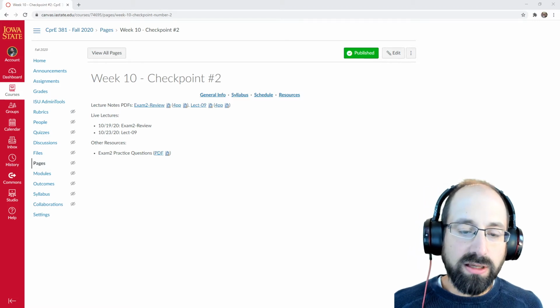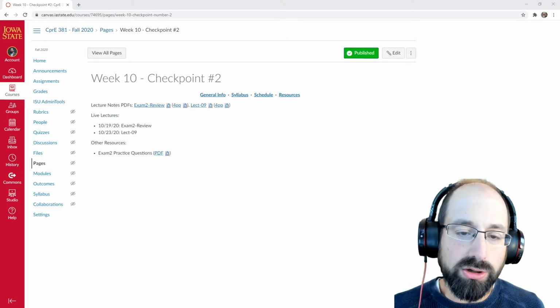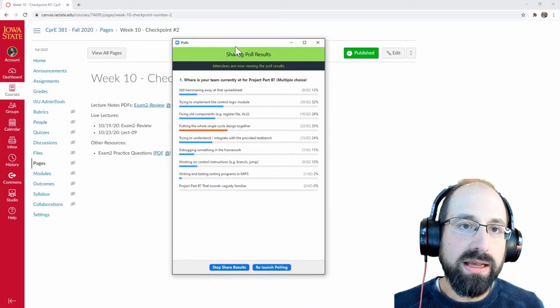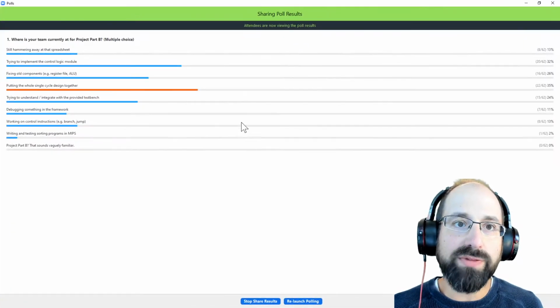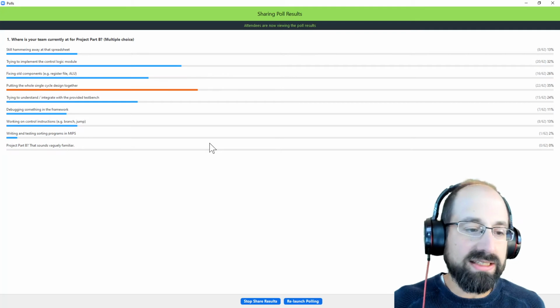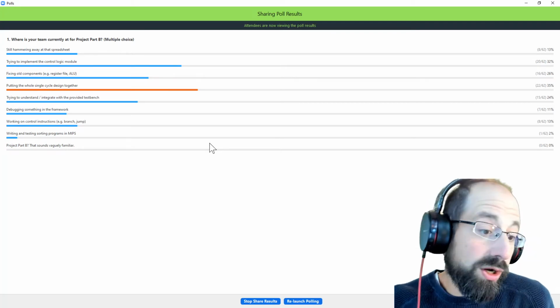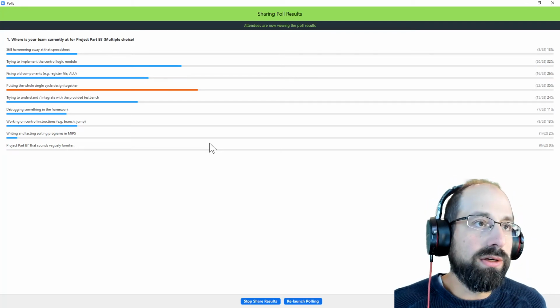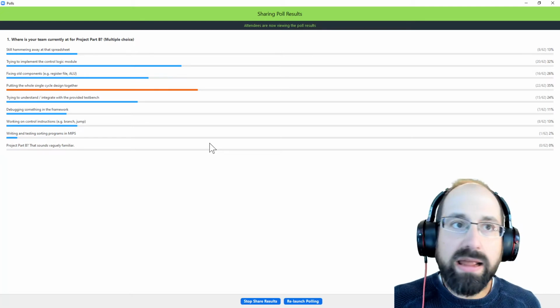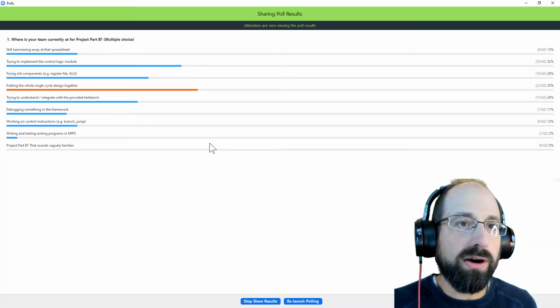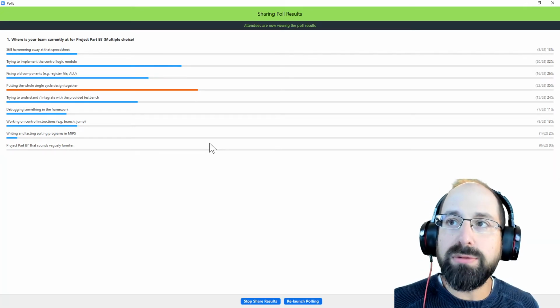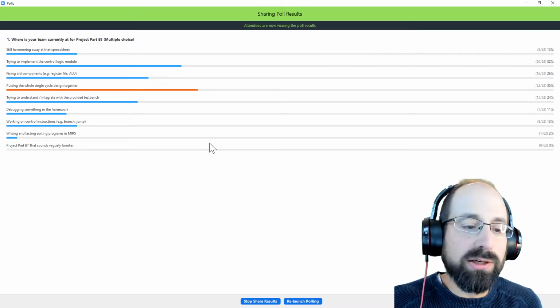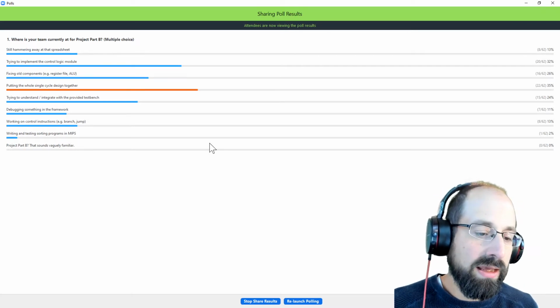So those are the results of the poll in terms of how people are doing on Project Part B. This is partly for my own edification, but then also partly so you can see where you are in relation to your peers. I think that's okay. I would put people in that orange bar, the most common response, as even being a little bit behind at this point.